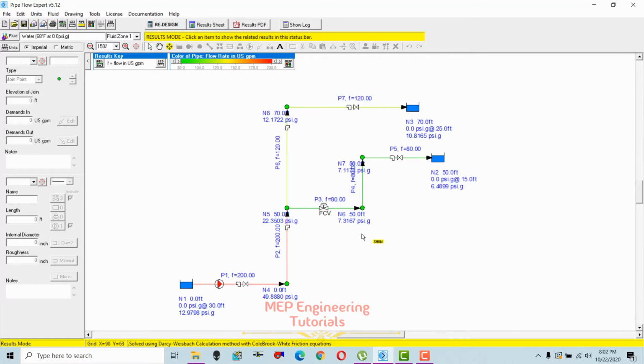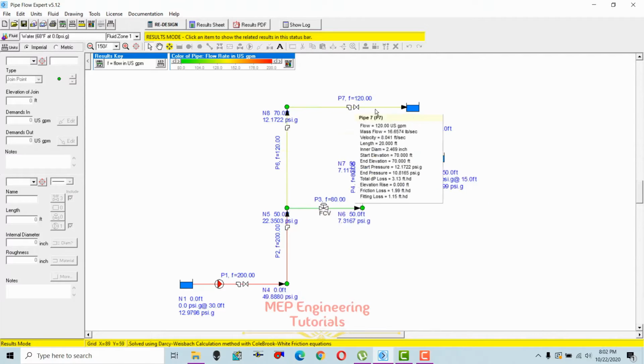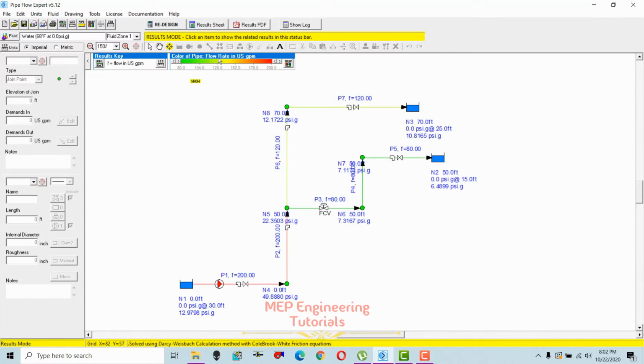Also on the drawing, if you see that this is represented in red color, this is represented in dark green, and this one is in light green, and you can see the color of the pipe flow rate in US GPM. Red means 200 GPM, so this is 200 GPM coming from this way.